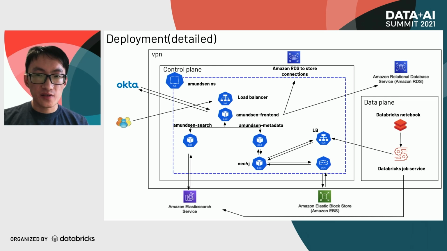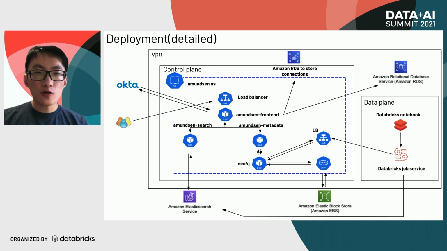Amundsen Metadata Service currently uses the Neo4j proxy to interact with the Neo4j graph database and serves front-end metadata. The metadata is represented as a graph model. For the Neo4j database, we have our own deployment as a Kubernetes pod in the control plane as well. Elastic Block Store is attached as a persistent volume to store the actual data. We leverage EBS snapshots to do data backup. Since we can rebuild the Elasticsearch index from Neo4j data pretty fast, a snapshot for Elasticsearch is not that necessary.